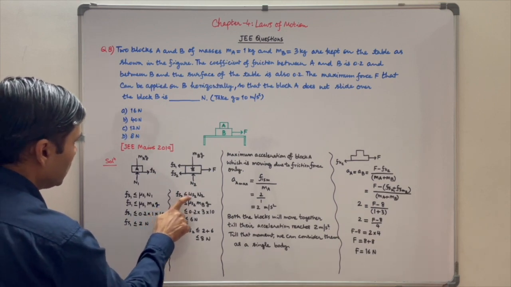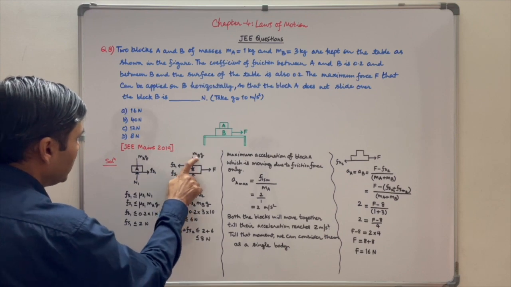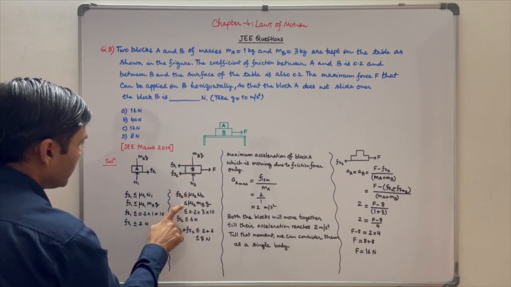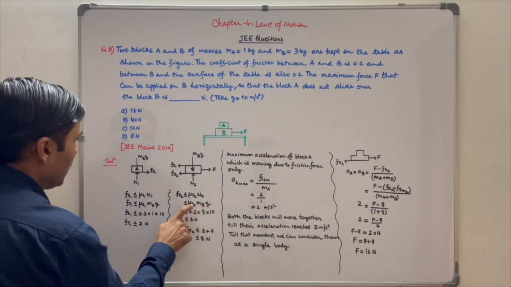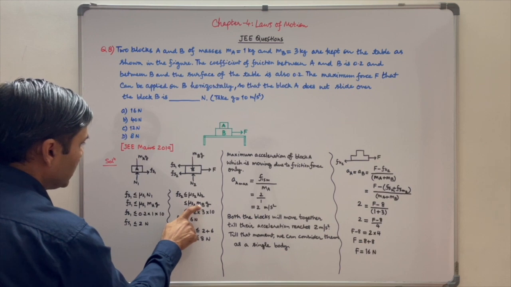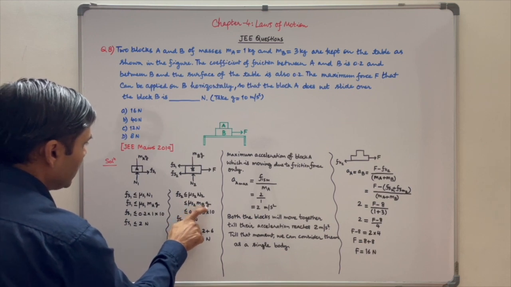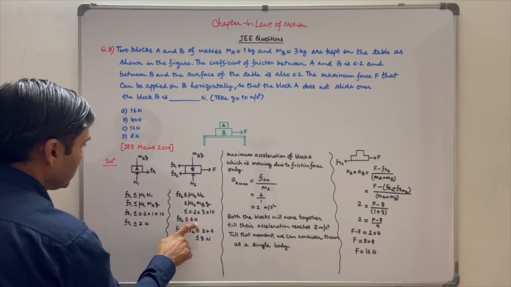Fs2 is less than or equal to mu s2 into N2, and N2 is equal to mb into g. So Fs2 is less than or equal to mu s2 into mb into g. Value of mu s2 is given as 0.2. mb is equal to 3 kg and g is equal to 10 meter per second square. So Fs2 is less than or equal to 6 Newton.